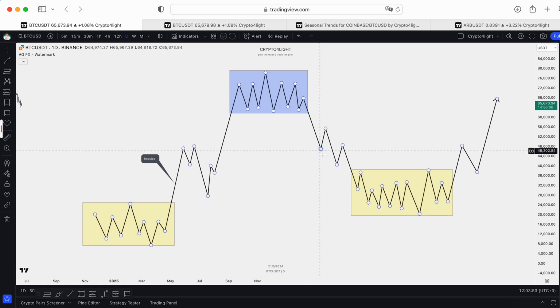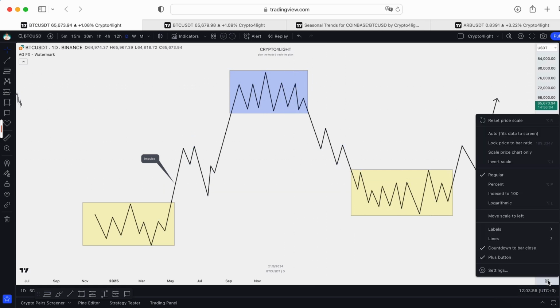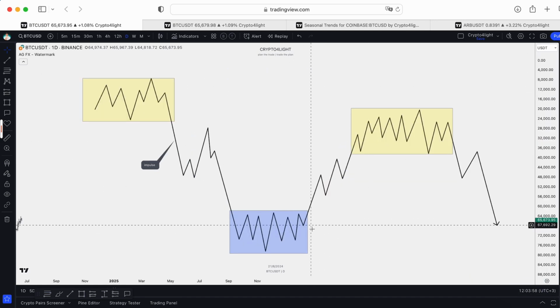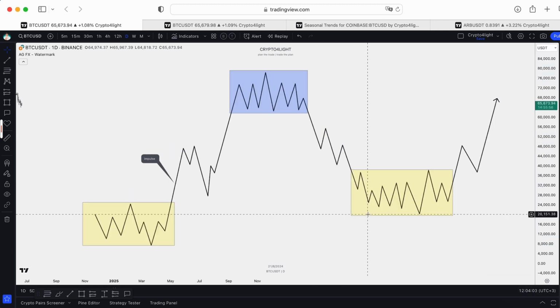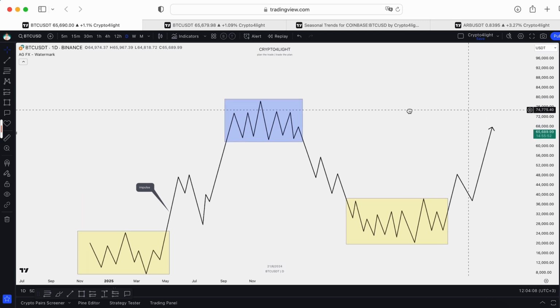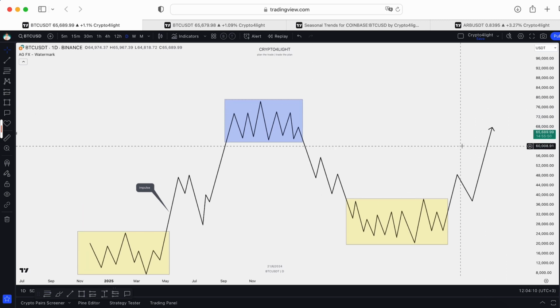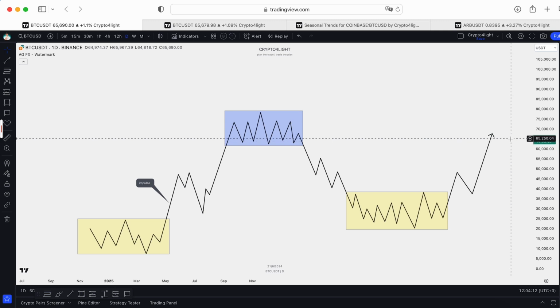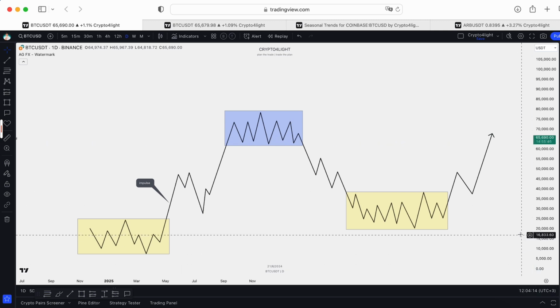So basically it's the same impulse if we use the inverse scale. So basically it's the same impulse, but in the opposite way. It's a correction. Then we got an accumulation again and impulse up. This impulse cannot beat the previous high. And in this case, we will see once again distribution and continuation of the downtrend.